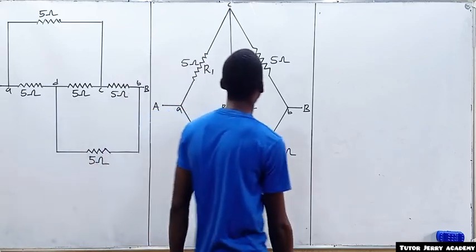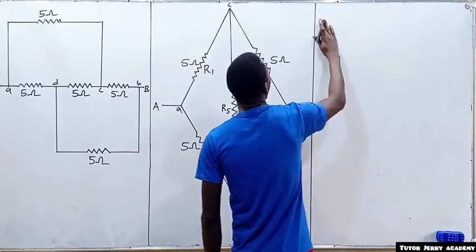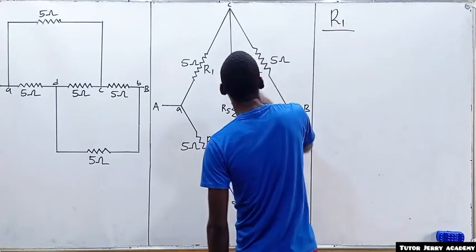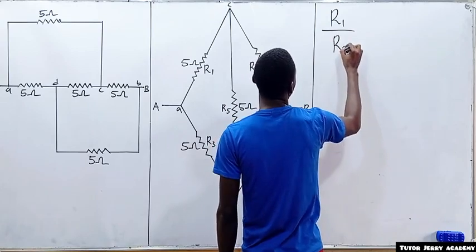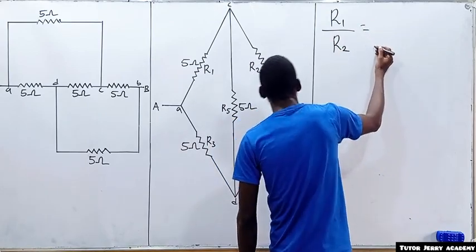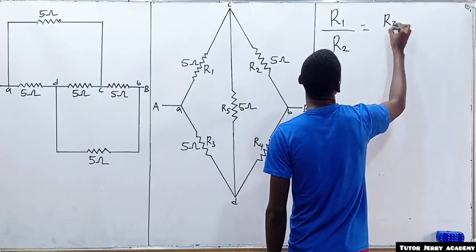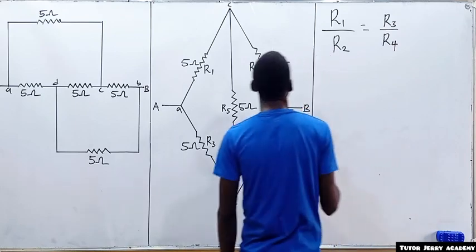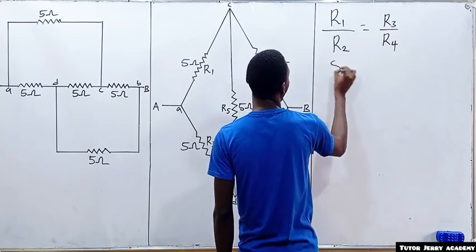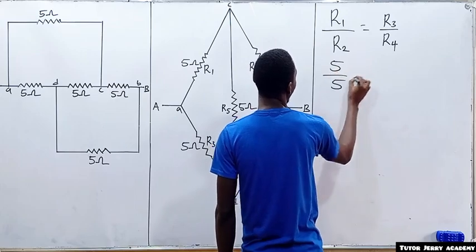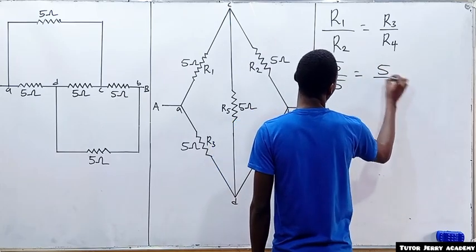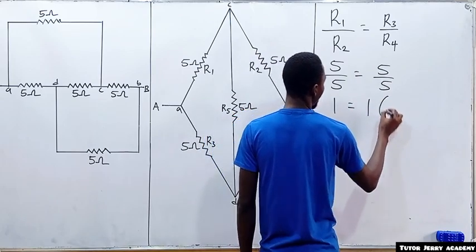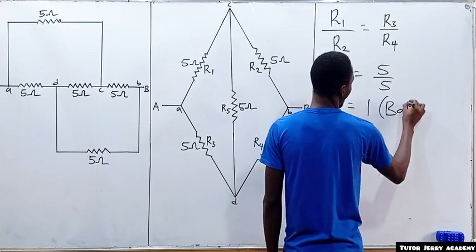So if it is balanced, let's check. It means R1 over R2 must be equal to R3 over R4. You know they are all 5, right? So it's going to be 5 divided by 5 equals 5 over 5, which is 1 equals 1. It means it is balanced.